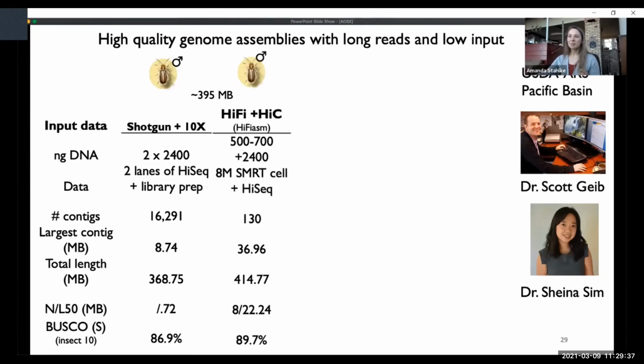And so, just comparing the reference genome that we assembled and the one that Dr. Scott Geib and Dr. Shana Sim at the ARS Pacific Basin in Hilo produced, it's pretty humbling to see this drop in the number of contigs from 16,000 to 130 with lots of large contigs. And these are mostly assembled, or many of them are assembled into chromosomes.